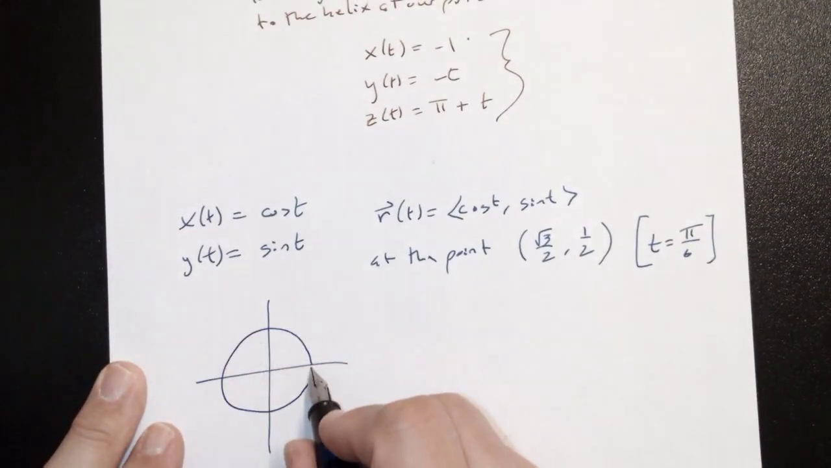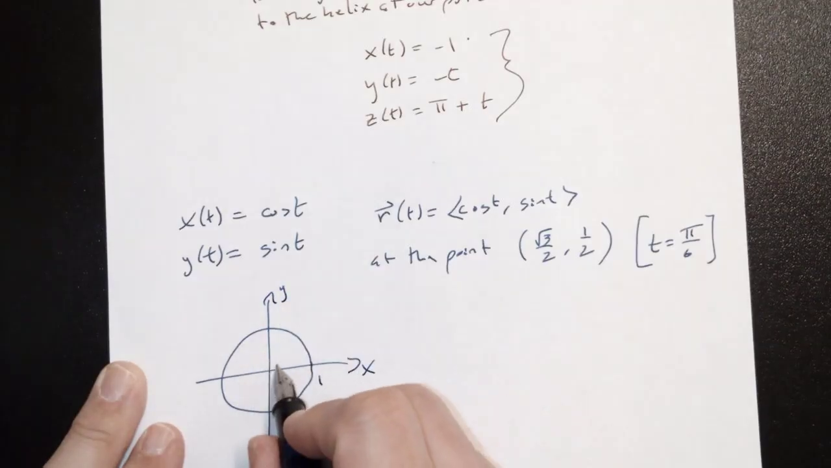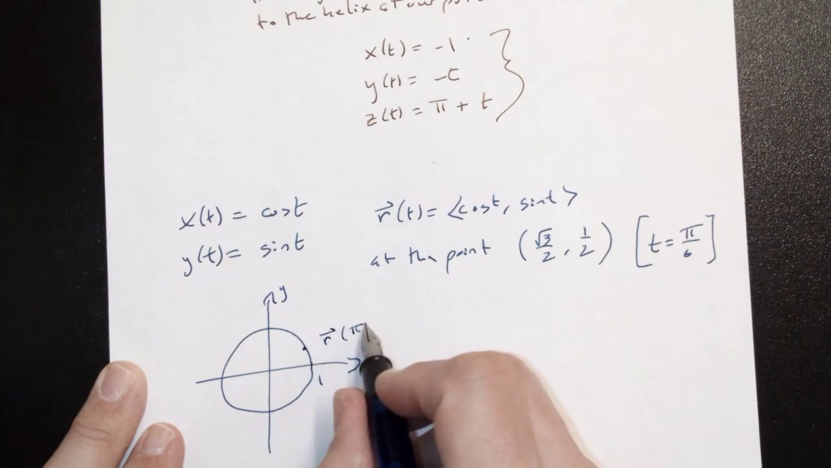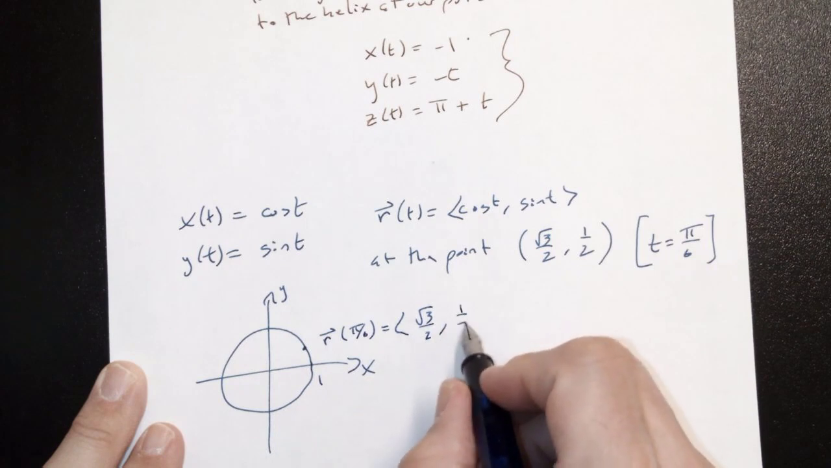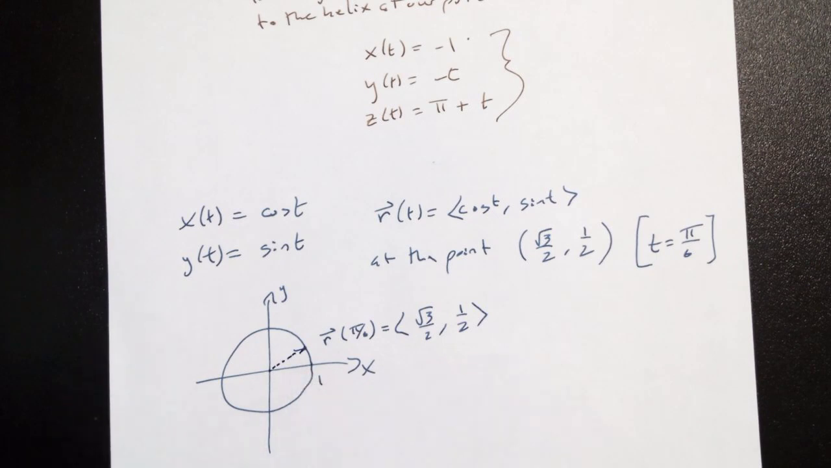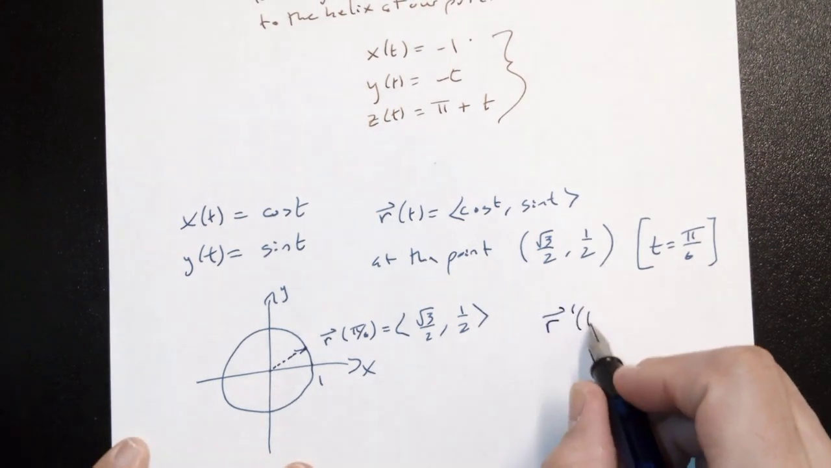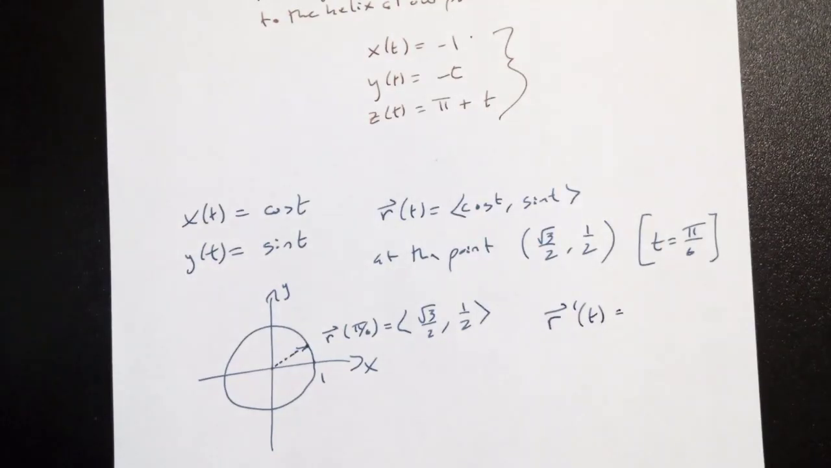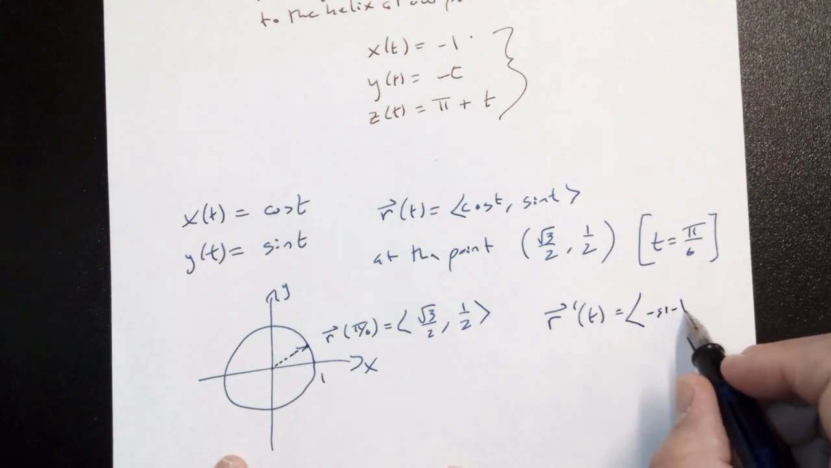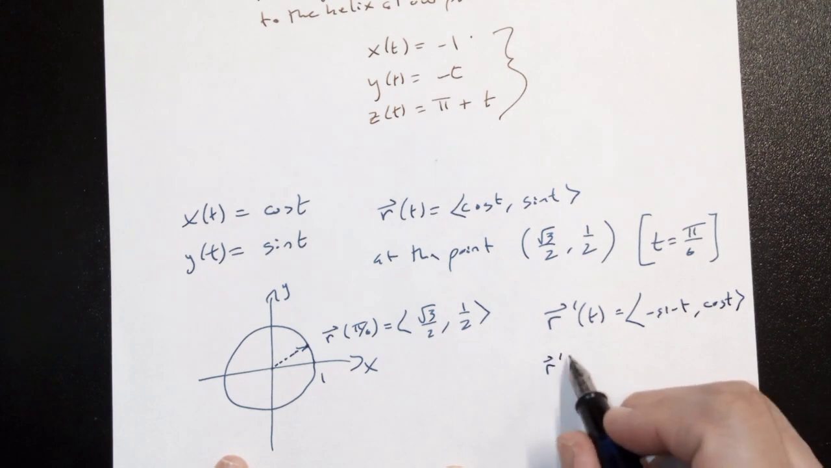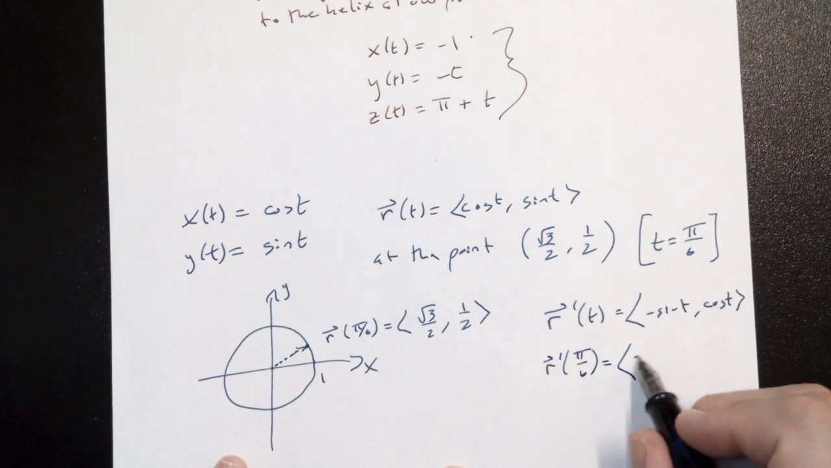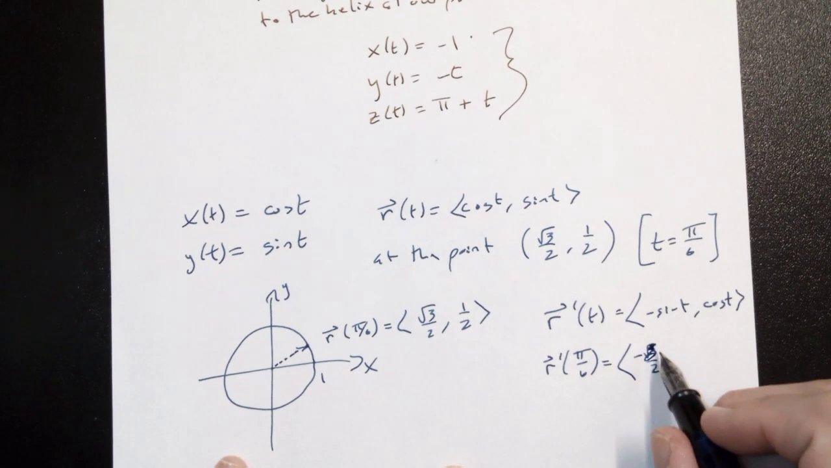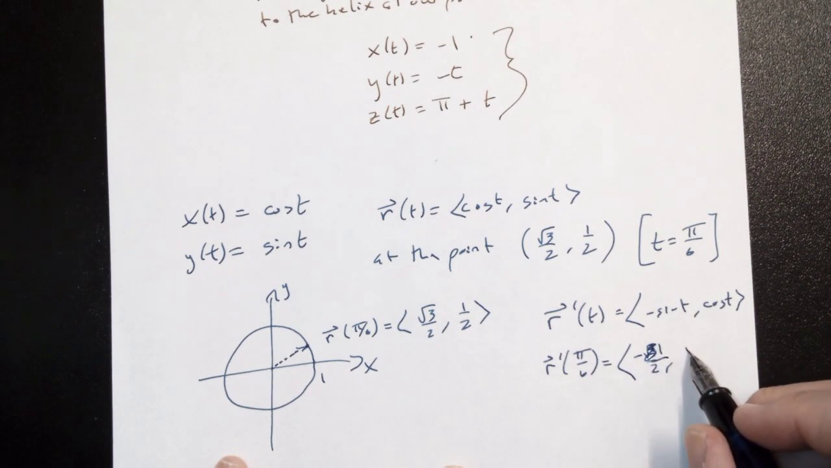So, before I do anything else, there's a vector pointing at that spot. That's r of pi over 6. What's r prime of pi over 6? Well, let's do r prime of t first. And we get, and that means that r prime of pi over 6 is negative root 3 over 2. No, I can do my trig functions, really. Negative 1/2, root 3 over 2.